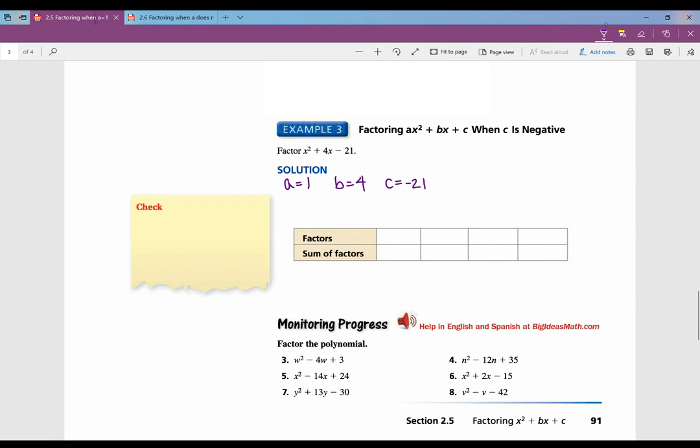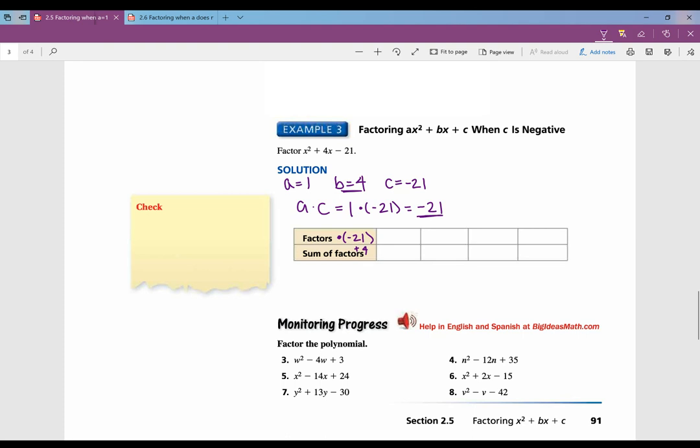Okay, now we need to do a times c. So our a value is 1. Our c value is negative 21. So a times c is going to be negative 21. So this means that we need to find two factors that multiply to negative 21, right? That's our AC. And then they need to add to 4. That's what our B is.